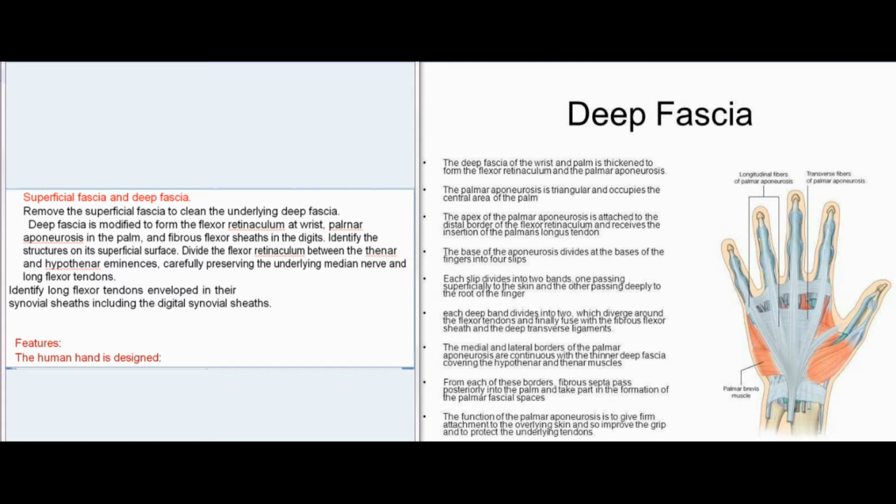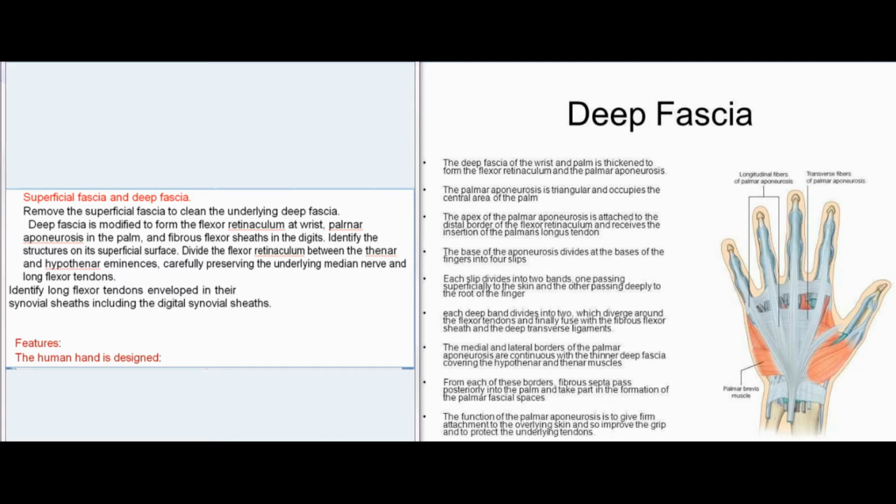Divide the flexor retinaculum between the thenar and hypothenar eminences, carefully preserving the underlying median nerve and long flexor tendons. Identify long flexor tendons enveloped in their synovial sheaths, including the digital synovial sheaths.